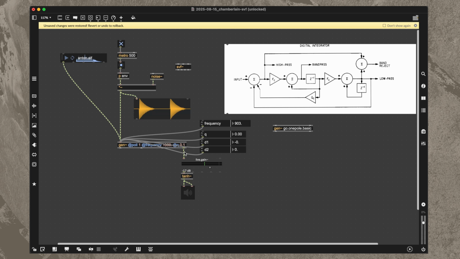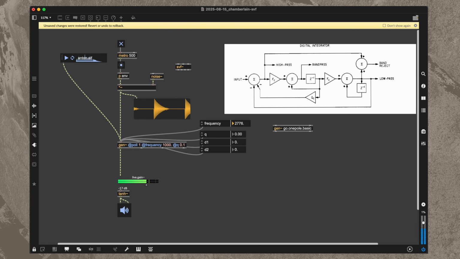And now let's test some of these other outlets. So let's try, the first one is the high pass. So let's test that one. That one sounds good too. And again, we can get resonance. We can also try the band pass. And then there's also a band reject, which is the opposite of the band pass.